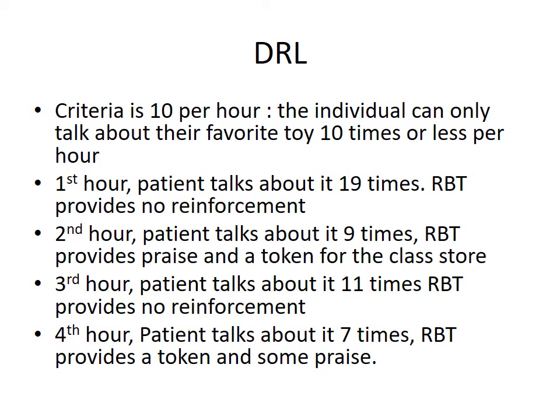In the second hour, the patient talks about it 9 times. The RBT provides praise and a token for the class door. Why? Because they talked about the favorite toy 10 times or less. In the third hour, the patient talks about it 11 times. The RBT will provide no reinforcement because it was over the criteria. They talked about it more than 10 times. In the fourth hour, the patient talks about it 7 times. RBT provides a token and some praise.